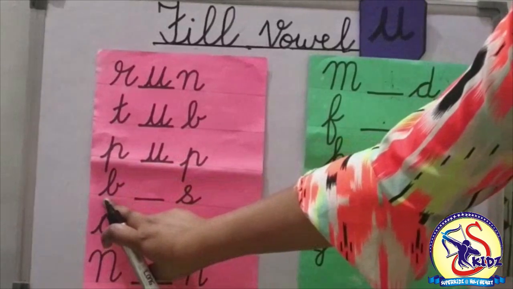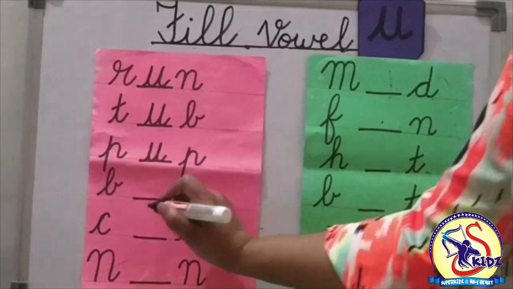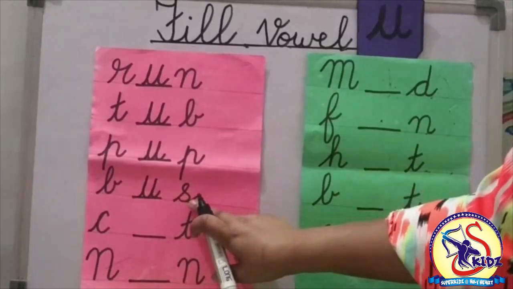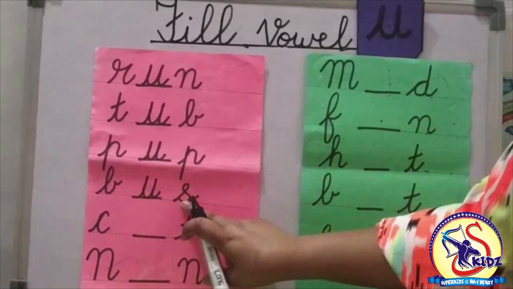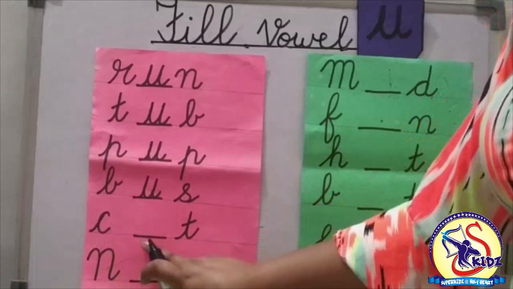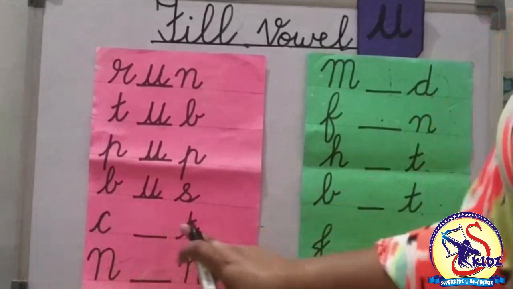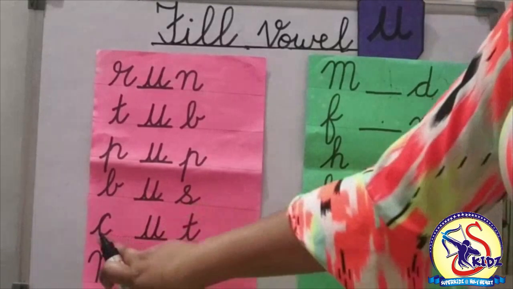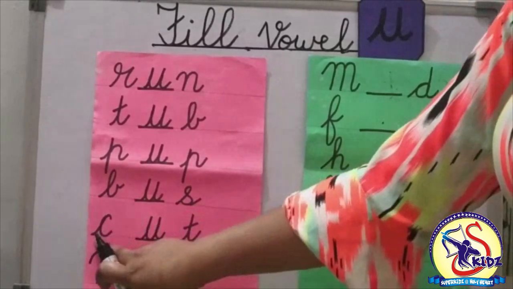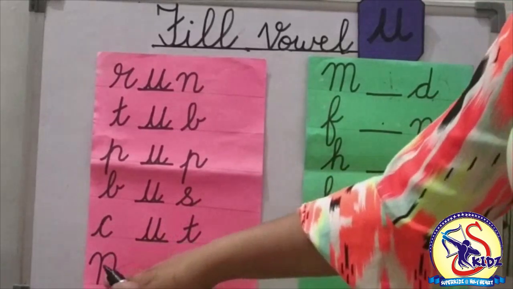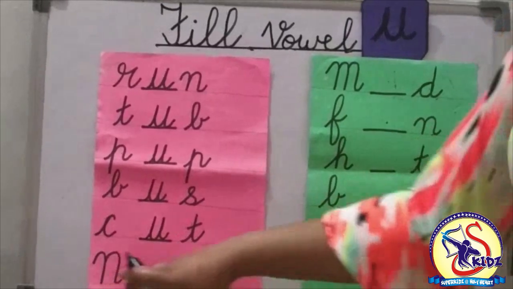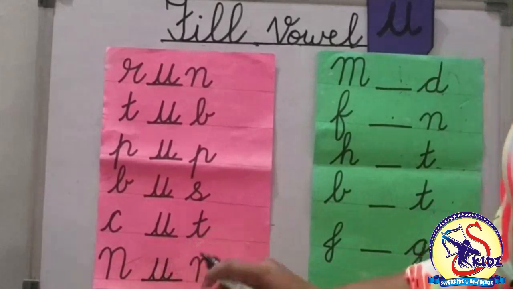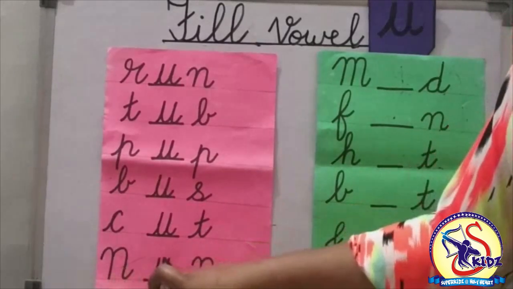Now next B dash S. Again we will put U. B U S, bus. Now see the next one. C dash T. Now kids, we will put U. Now it becomes C U T, cut. Now again N blank N. Again we will put U. Now N U N, none.